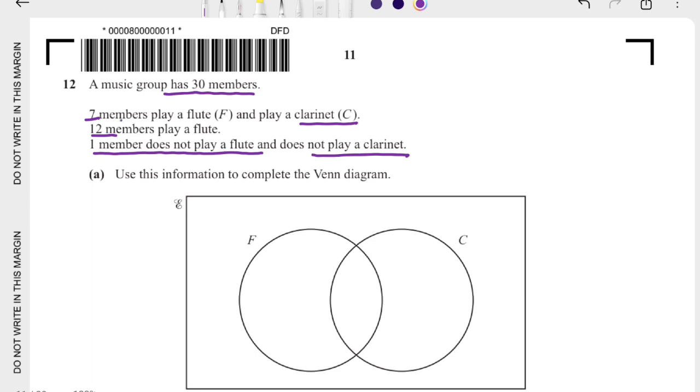So see, 7 members play a flute and play a clarinet. So it would be here in the overlapped area, and 12 members play a flute. Now this would be 12 minus 7 is equal to 5. Now we have to find out the number of members who play only clarinet, that is x, and 1 member does not play a flute and does not play a clarinet. So this would be placed outside.